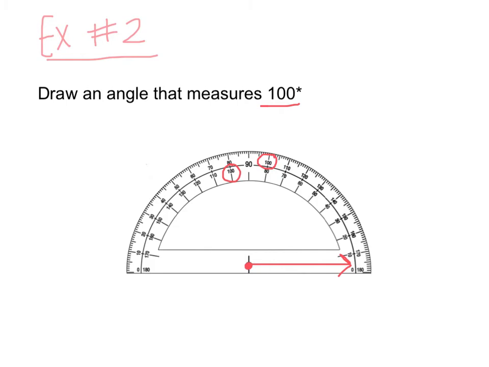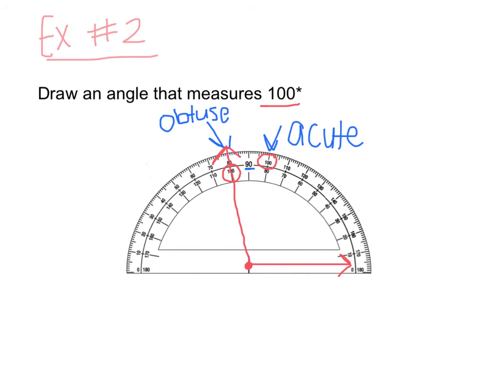Now we have to decide which one of those is obtuse. This one right here is going to be an acute angle because it's going to be less than 90. Here's 90 right here, and it's less than that. So we're looking for this one, obtuse, because we know it is more than 90 degrees. So all we do is draw our line up to the 100 degrees, draw your arrow to show that it'll keep going, and there's your 100-degree angle.